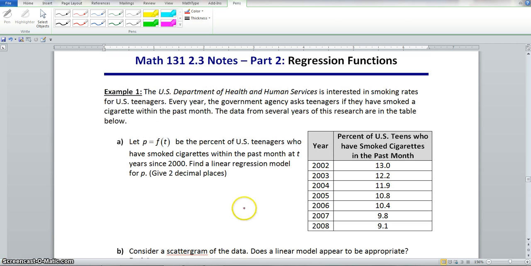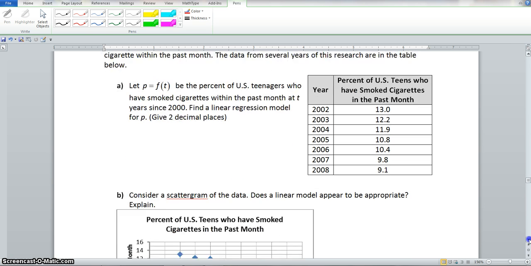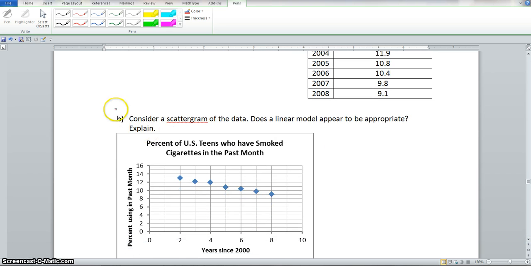Okay class, I just noticed something here. On your notes, you have a graph and also this percent of data here. And your A, B, and C is a little different than what my A, B, and C is. So what I'm going to do is answer this according to your A, B, and C. Now your A is actually this B here. So this is your A.